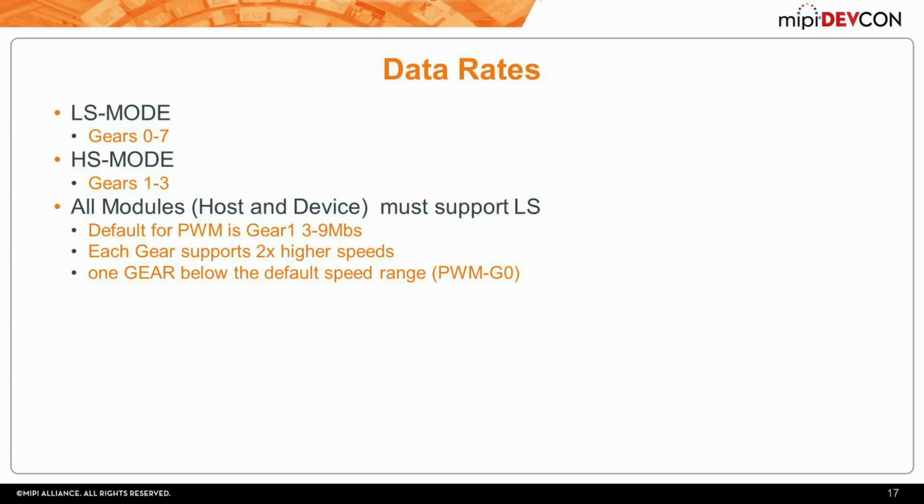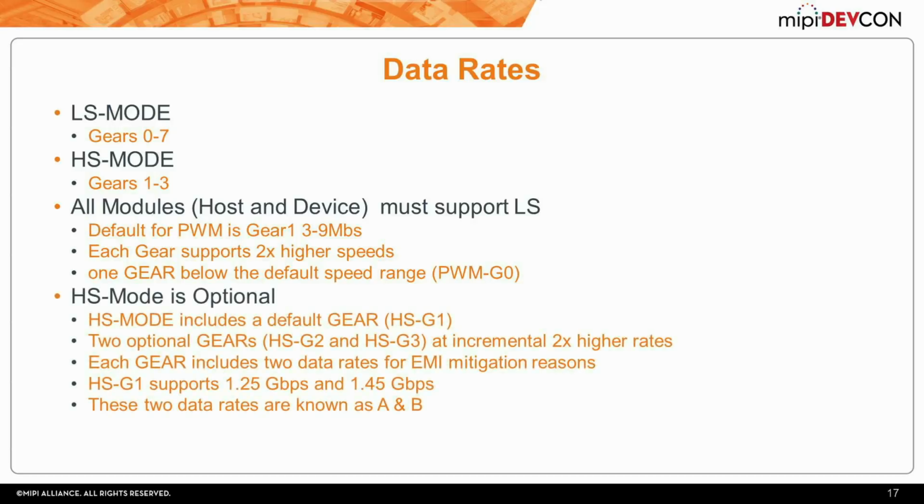There is a gear 0, which is optional, which is below the default speed range, but that is an optional feature. High speed is also optional. If you support high speed, though, you have to support the default gear of gear 1. So gear 2 and 3 are basically double the rates of gear 1. And each of these high-speed gears has 2 rates. There's an A rate and a B rate, and these are for EMI mitigation.